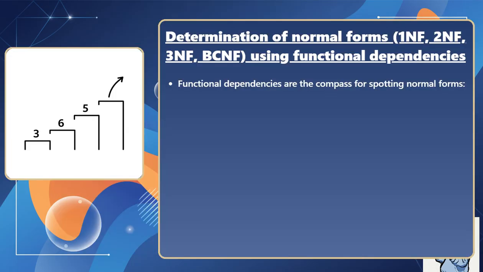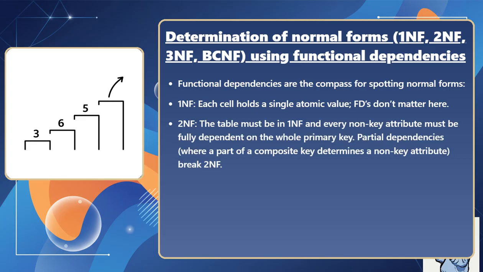Functional dependencies are the compass for spotting normal forms. 1NF: each cell holds a single atomic value. FDs don't matter here. 2NF: the table must be in 1NF and every non-key attribute must be fully dependent on the whole primary key. Partial dependencies, where a part of a composite key determines a non-key attribute, break 2NF.